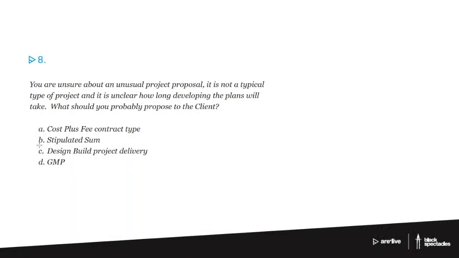You are unsure about an unusual project proposal. It is not a typical type of project, and it is unclear how long developing the plans will take. You should probably propose to the client A, cost plus fee contract type, B, a stipulated sum, C, design build project delivery, D, a GMP. GMP means guaranteed maximum price.